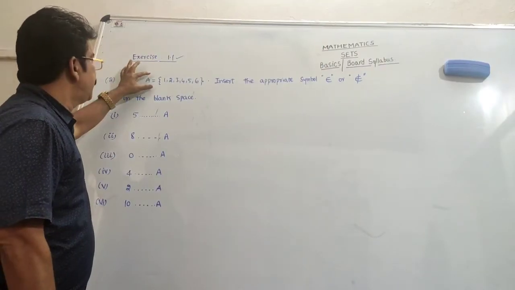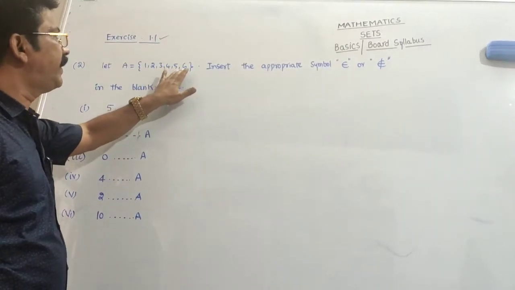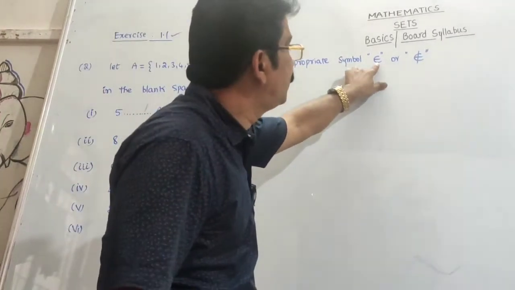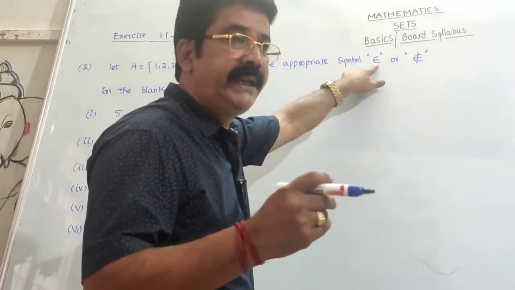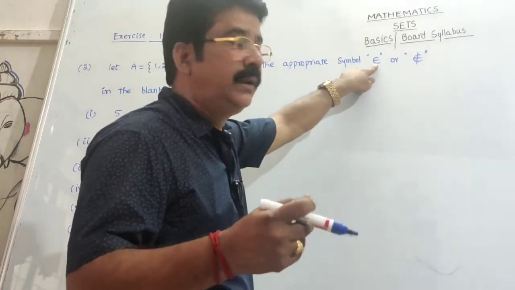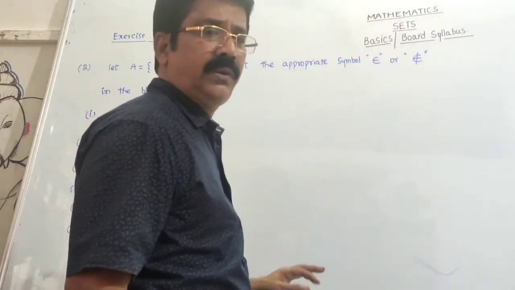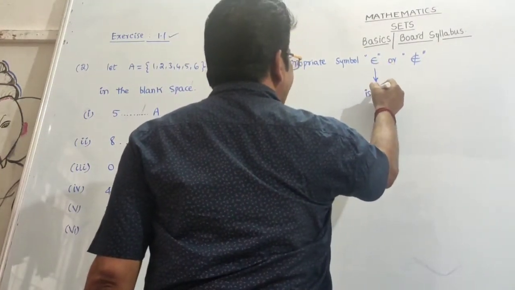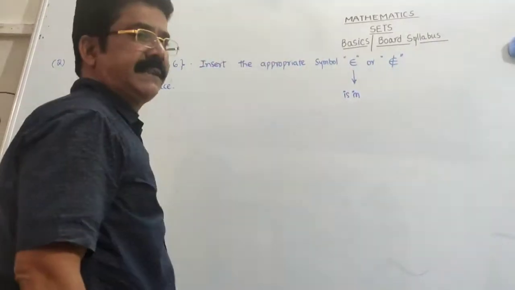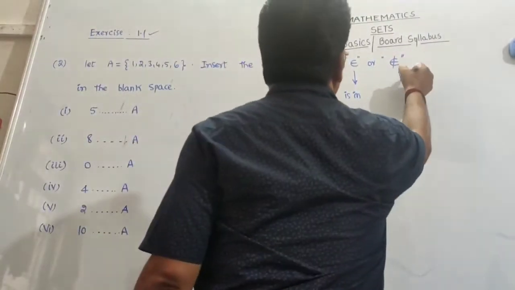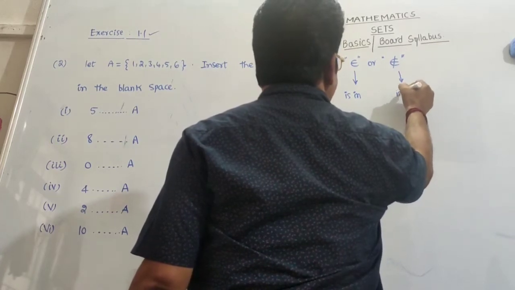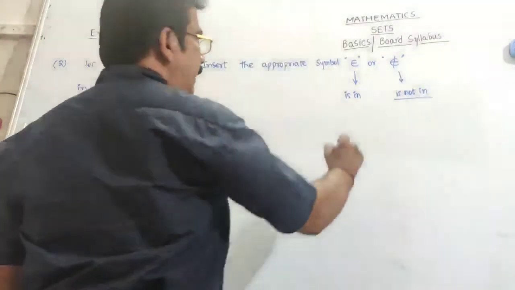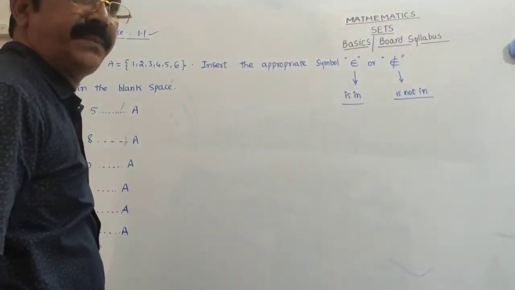Next question. Let capital A equal to the set of 1, 2, 3, 4, 5, 6. Insert the appropriate symbol belongs to. Already I said how to read and what is the meaning of belongs to or not belongs to. Under simple meaning, belongs to means is in. Not belongs to means is not in. Read just like that. Understand just like that.